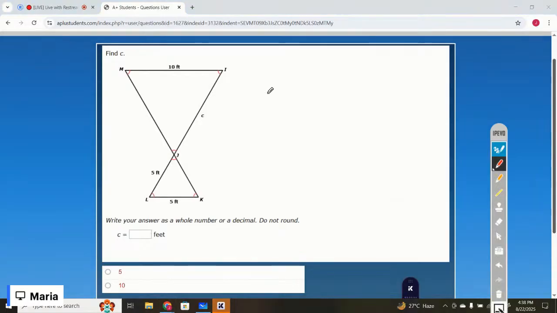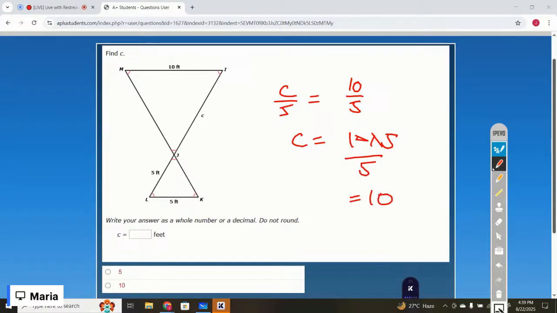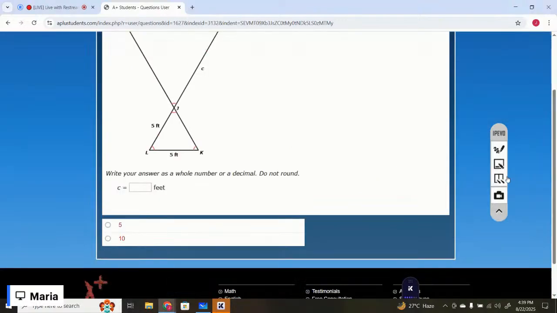We need to find C, that is C over 5 equals 10 over 5. So C is equal to 10 times 5 over 5. 5 times 10 it is. The correct option is 10. Just make a ratio between the similar sides, like C is similar to this side and 10 feet is similar to this side, and form a proportion. So that is C equals 10. Option number 2 is the correct option.